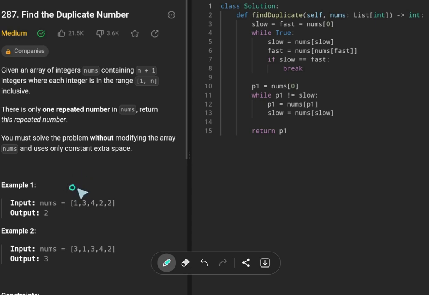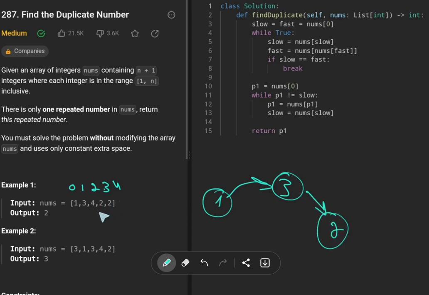Okay, so if these are the cells 1, 2, 3, 4, then when we start here, we have a pointer to 1. The pointer to 1 is now here, so we now point to 3. And now because we are at 3, then we point here to 2. And now because we are at 2, we point to 4. And now because we are at 4, then we point to 2 again. And as you see, we have a cycle.